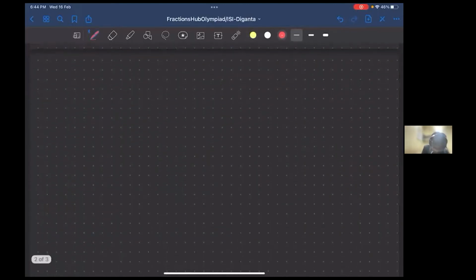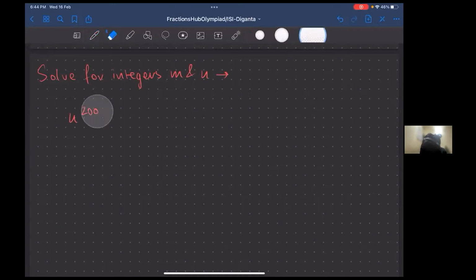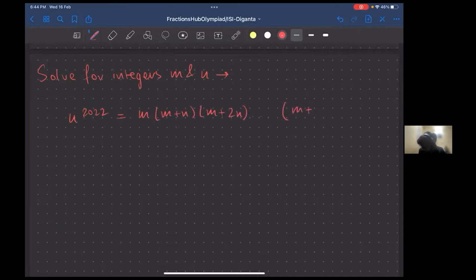The problem goes as follows. Solve for integers m and n: n to the power 2022 equals m times (m plus n) times (m plus 2n) and so on till (m plus 2021n), right?